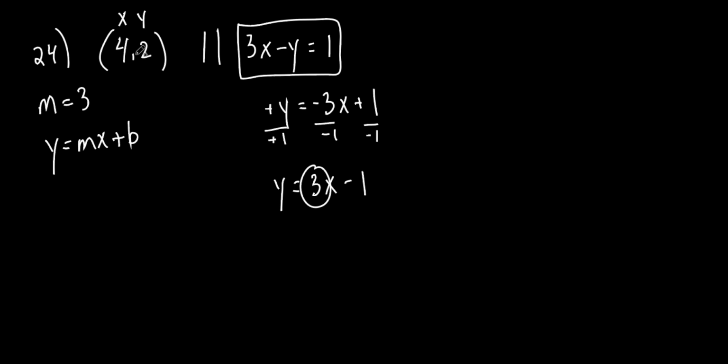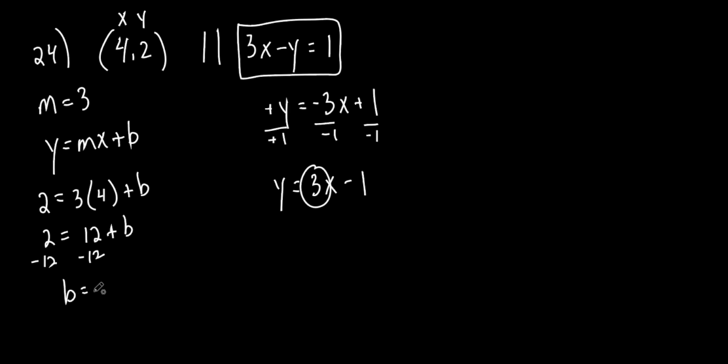Plug everything in. Plug in the 2 for y. The m is what? 3 times the x, which is 4, plus b. 2 equals 12, 3 times 4, plus b. Subtract a 12 from both sides, and b is what? Negative 10. 2 minus 12 is negative 10. Again, I'm going to put in a little box. Right? I'll put the slope in a little box. Now we're ready to write our final answer.